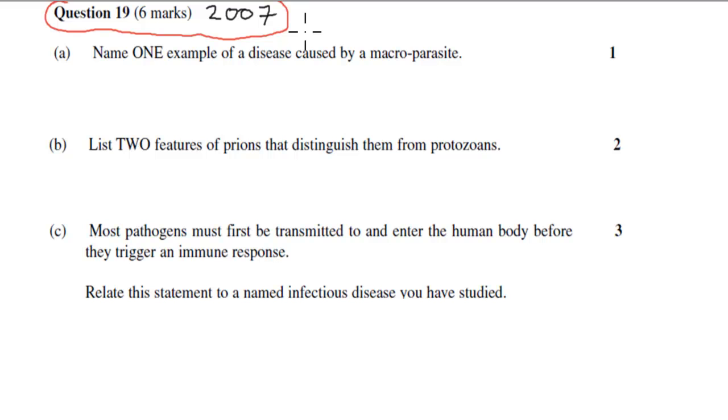Once I read the question, you'll have about 5 seconds to pause the video. Once you pause the video, attempt the question, and then press play when you're ready. I'll go over the sample answer and the marking guidelines for every single question.